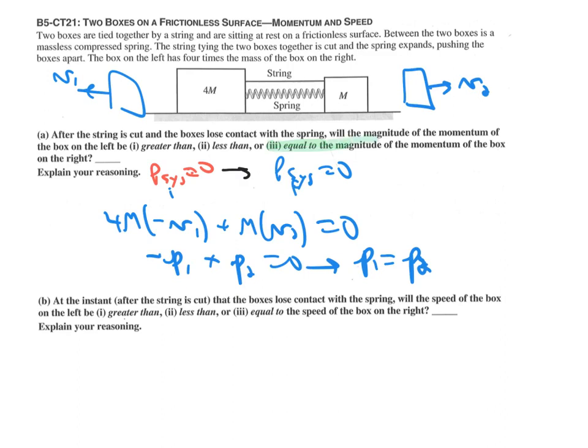On the other hand, what I was in the middle of doing up here says that we can use this to turn around and say, well, then v1 is going to be m over 4m v2, or 1/4 v2, which means that the one on the left is moving with a lesser speed than the one on the right. This is a general truth. If two things start off from rest together, the lighter object moves faster.